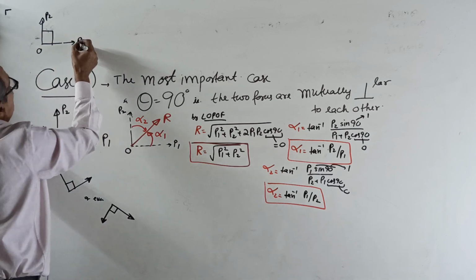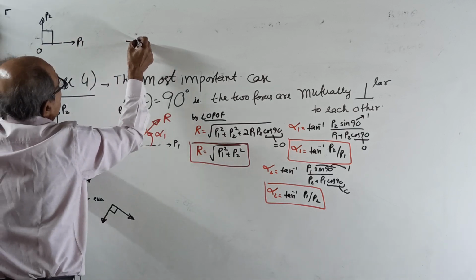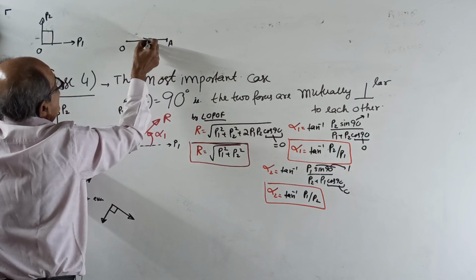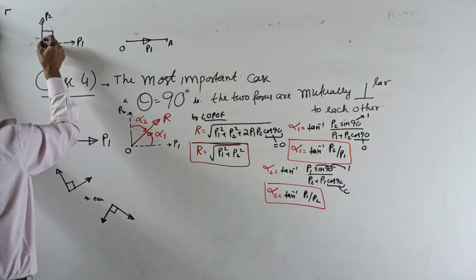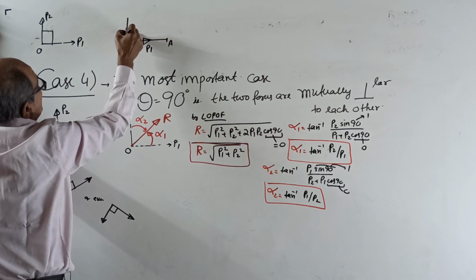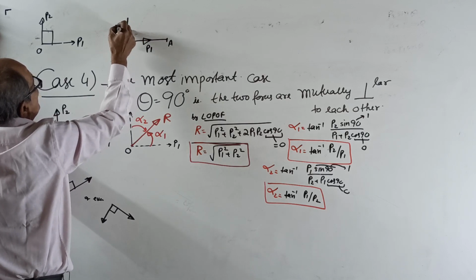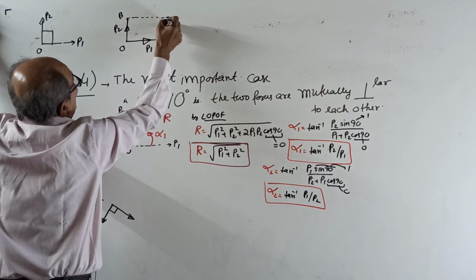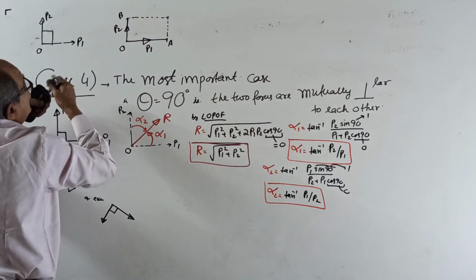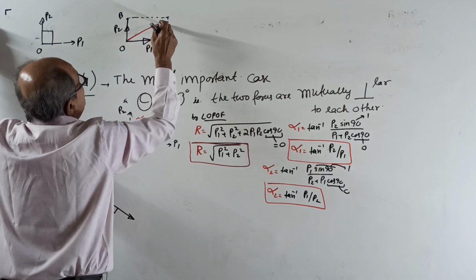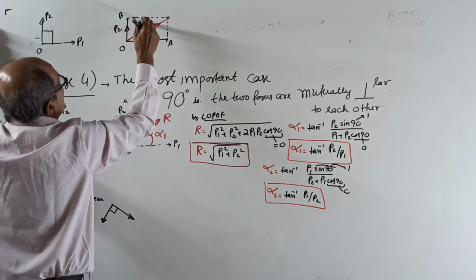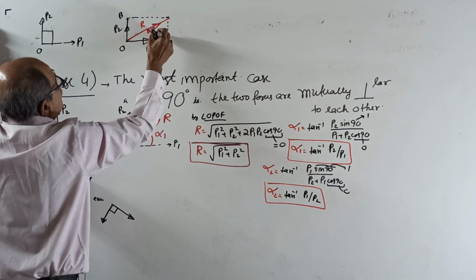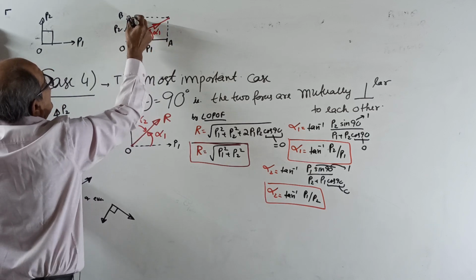Point O. Represent P1 by OA, this is P1. Represent P2 by OB, this is P2. Complete the parallelogram. You are not getting a parallelogram, you are getting a rectangle. This is the resultant R. This angle is alpha 1, this angle is alpha 2.